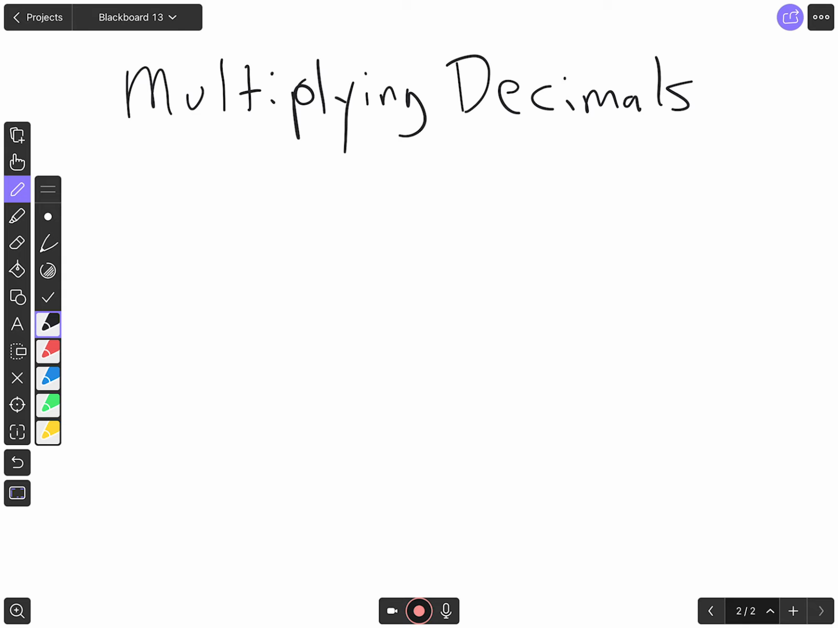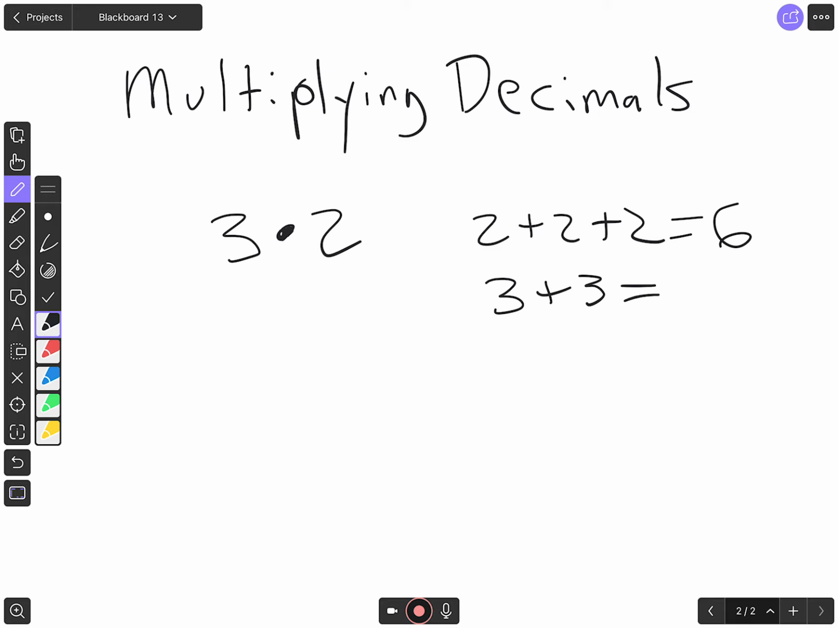It's just repeated addition, right? So if I were to say multiply 3 times 2, I'm just either adding 2 three times, or adding 3 two times, okay? And both get me to the same answer. Actually, all of them do, right? The same result of 6.